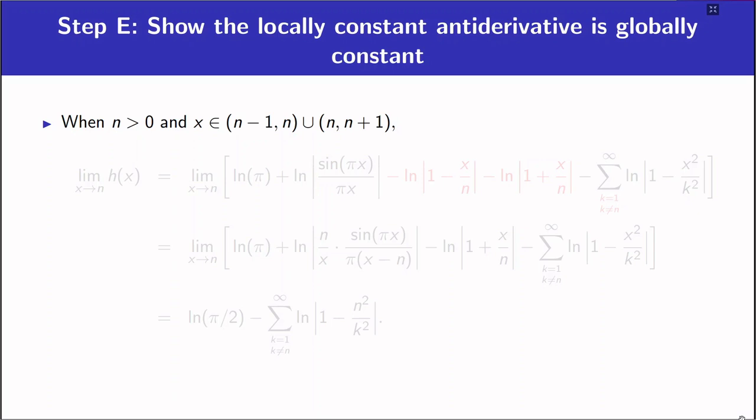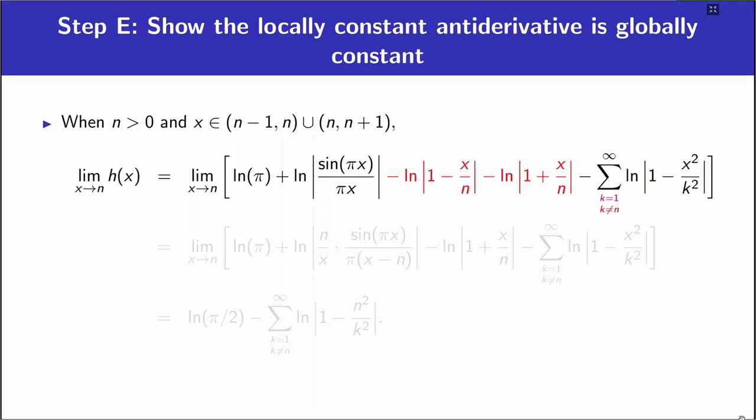Now we're going to show that the locally constant antiderivative h of x is actually constant on the entire real line. Let n be positive and x be in the union of the open intervals from n minus 1 to n and from n to n plus 1. We're going to show the antiderivative is globally constant by showing that the limit of h of x exists as x approaches n. Notice the highlighted term is the nth term of the sum, rewritten with the product rule for logarithms, that I have peeled off from the main sum. This modified sum is now continuous at x equals n.